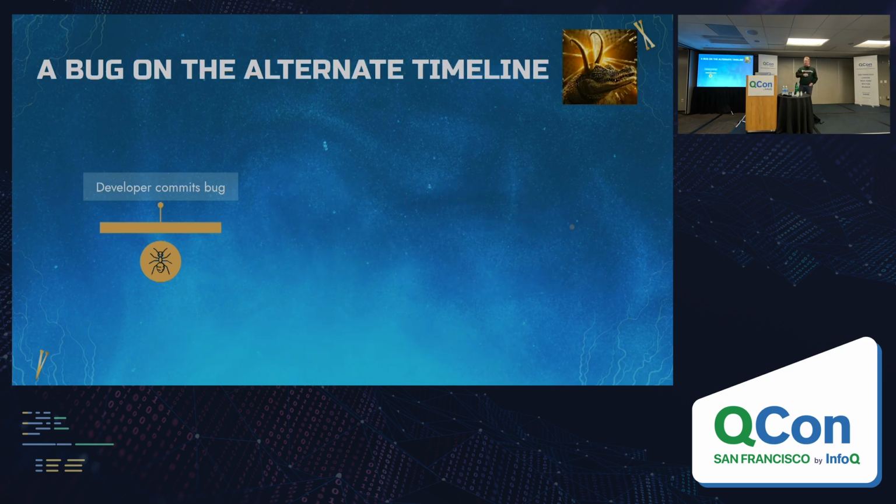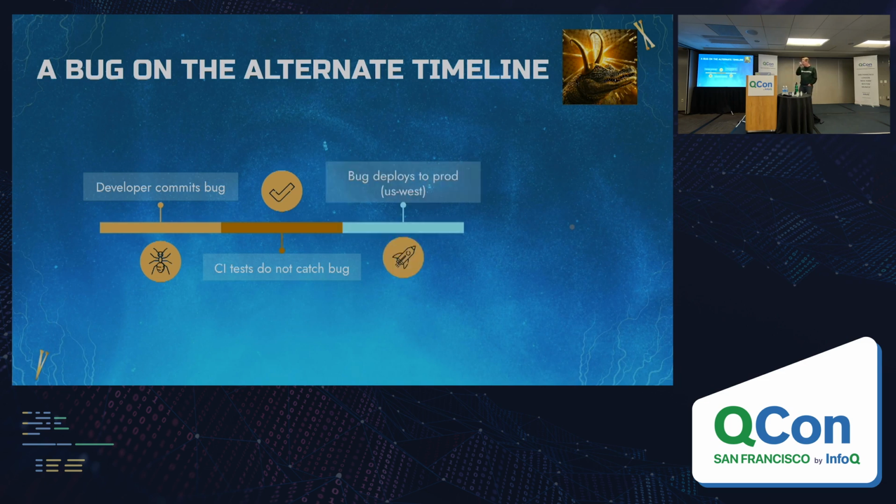So now we're going to look at that bug on an alternate timeline. We'll refer to this as the alligator Loki timeline. So in this timeline, the developer commits the bug, and for whatever reason, we're not running the static analysis tool, or we don't have test coverage, and the bug does not get caught by our CI. So then we have our continuous delivery pipeline, and it goes ahead and deploys this bug to production.